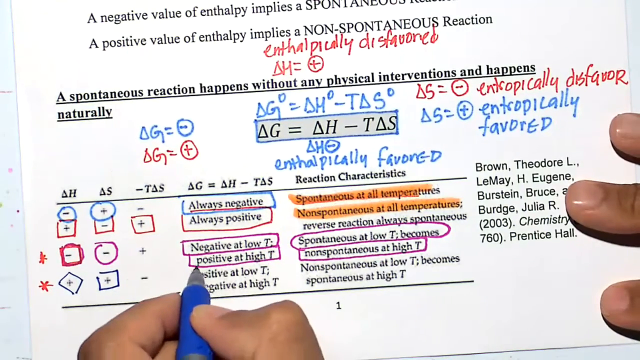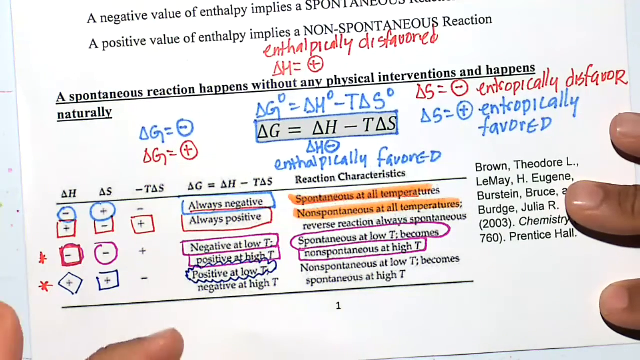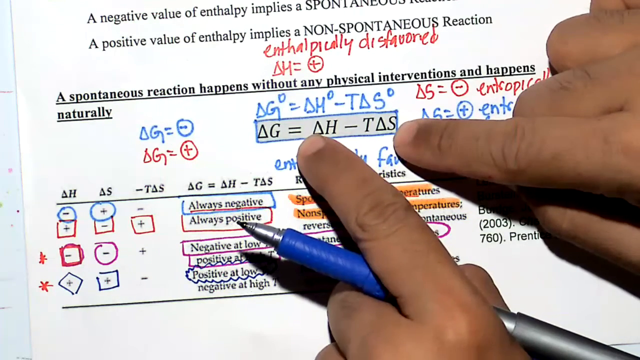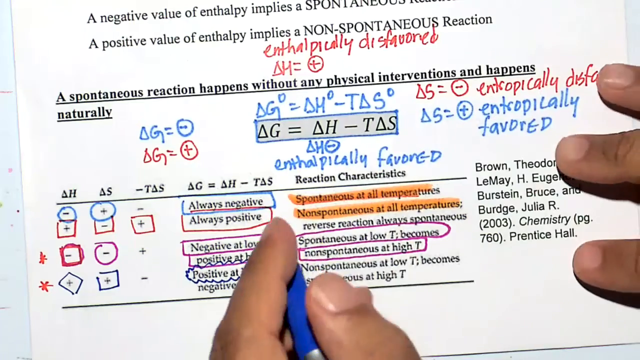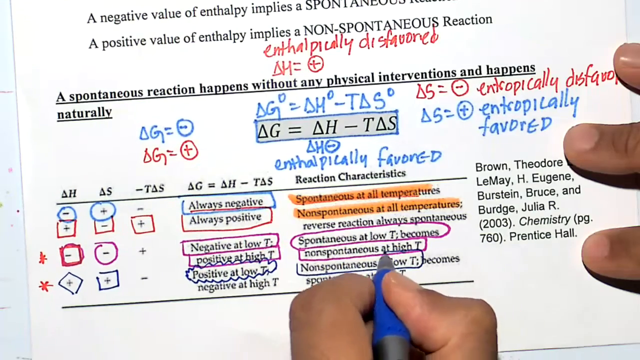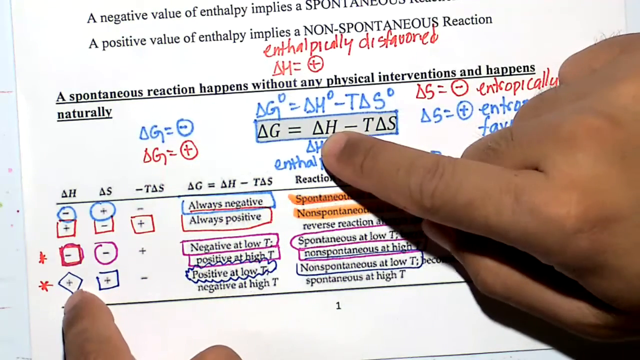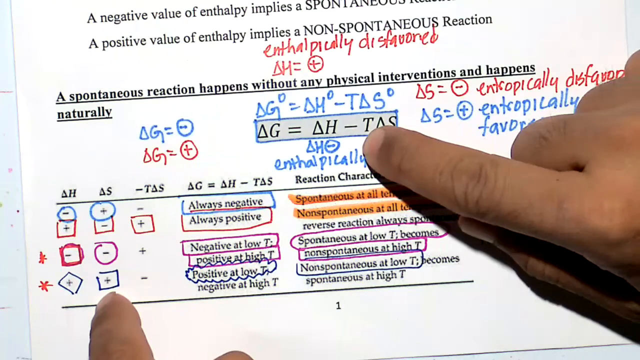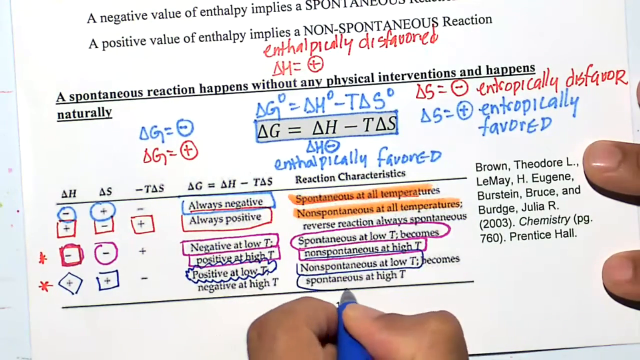Well, it turns out that this is positive at very low temperature. So if your delta H is positive and your delta S is positive, to keep the temperature very low makes this whole thing positive, so it's going to be non-spontaneous at low temperature. Everyone see that? If your delta H is positive, not favored. If your delta S is positive, and you have the temperature very high, it makes this whole thing negative. So it's going to be spontaneous at high temperature.